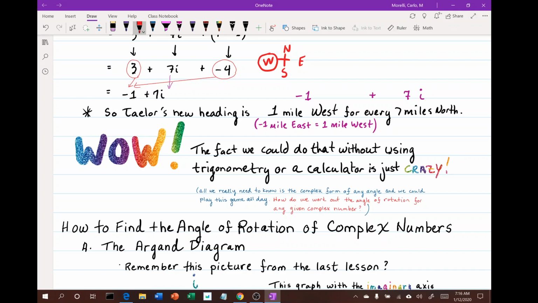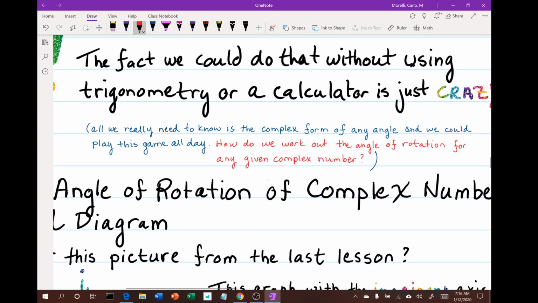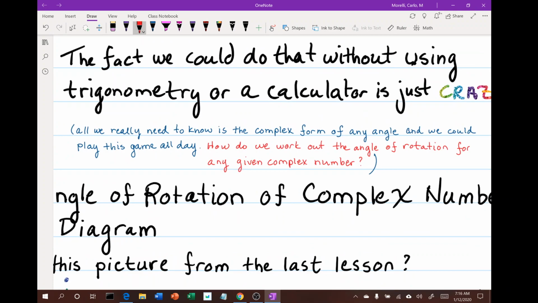So this is taking that complex plane and putting a real world example. Now this is where I wrote this big wow. The fact that we can do this without using trigonometry or a calculator is just crazy. Now this is the cool thought right here. All we really need to know is the complex form of any angle, and we can play this game all day. So one question to think about is, how do we work out the angle of rotation for any given complex number?